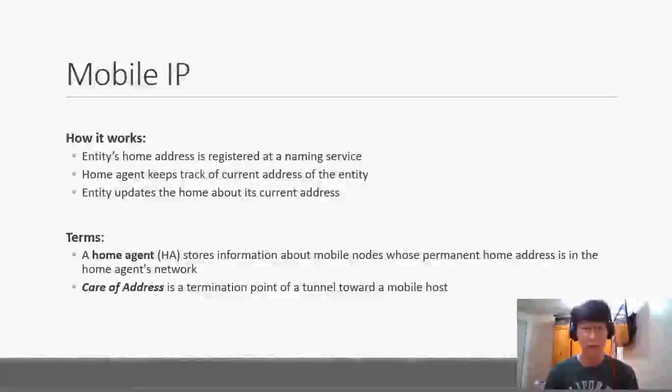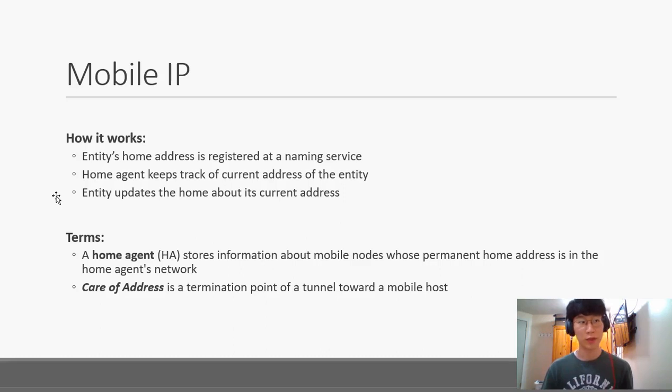One of the most famous examples of the home-based approach is mobile IP. How it works is pretty easy. The entity's home address is registered at the naming service. It means your address and the other person's address you want to reach are known to each other. Then the home agent keeps track of the current address of the entity. A home agent is an agent that stores information about mobile nodes whose permanent home address is in the home agent's network. Then the last one is that the entity updates the home about its current address.